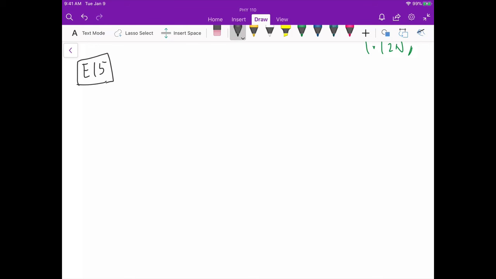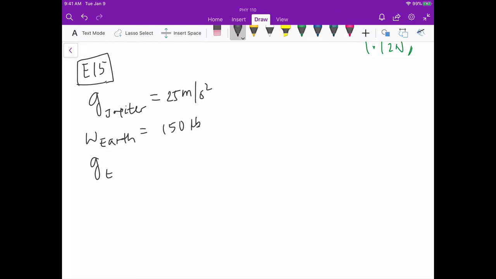So it says G on Jupiter is 25 meters per second squared. And the weight on Earth is 150 pounds. We know that G on Earth, we can use the one that we usually approximate, 10 meters per second squared. Now the question is, what is the weight of the woman on the surface of Jupiter?